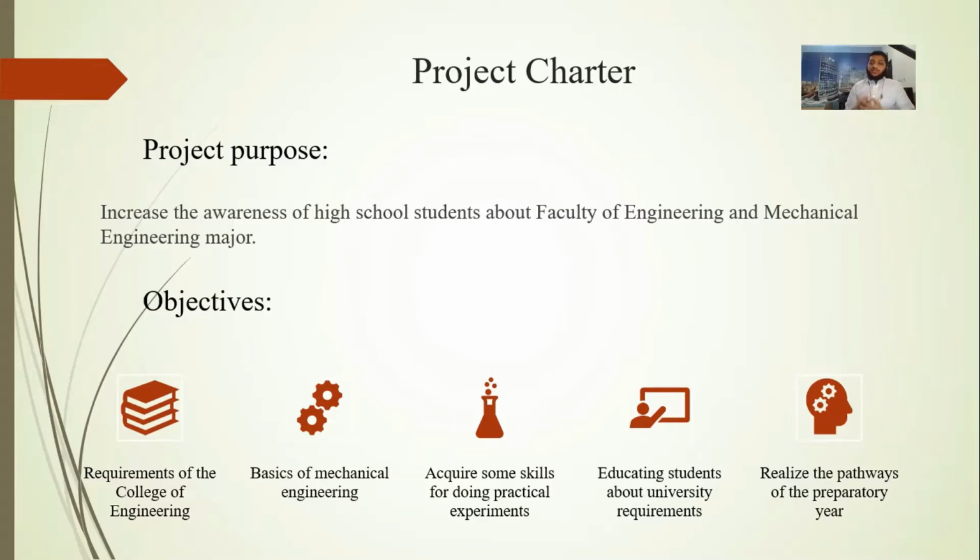And then you need to determine what the objectives are, what the goals are that you need to achieve. In our project, we have 5 main objectives. The first one is to increase the knowledge of high school students about the requirements of the College of Engineering. The second one is to increase the knowledge about the basics of mechanical engineering, then acquire some skills for doing practical experiments. We have then educating the students about the university requirements, and finally realizing the pathway of the preparatory year.